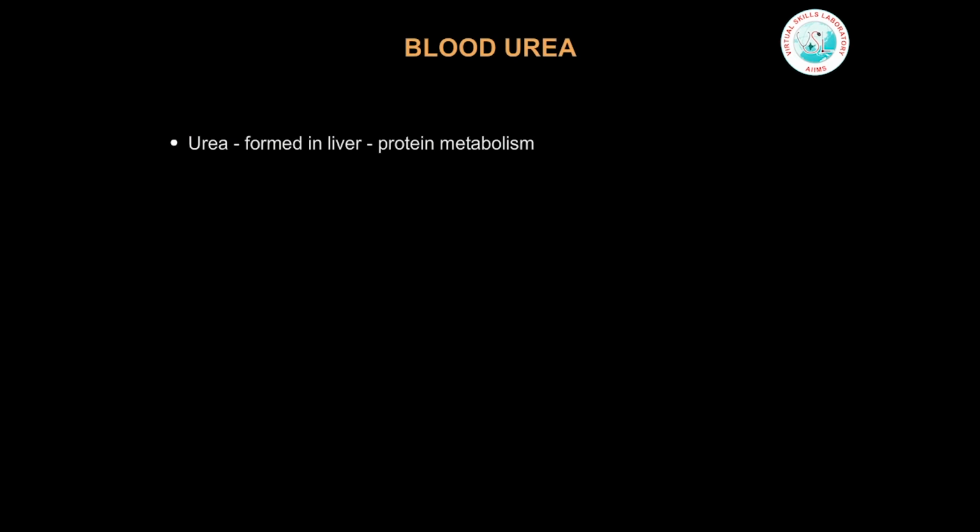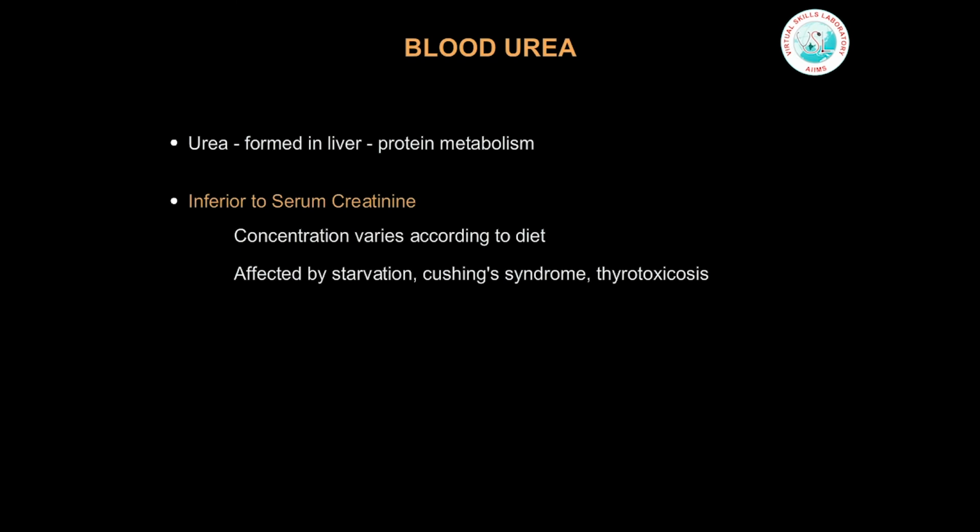Urea is formed in the liver as a result of protein metabolism. The majority of it is excreted by the kidney and is partially reabsorbed by the tubules. Urea is inferior to serum creatinine as a kidney function test because its concentration varies according to diet. For example, a high protein diet leads to increased urea formation, and its concentration decreases with low protein intake or in case of liver disease. In conditions like starvation, Cushing syndrome, or thyrotoxicosis, protein catabolism is increased, leading to increased urea formation. And lastly, 100% of urea is not filtered at the glomerulus.